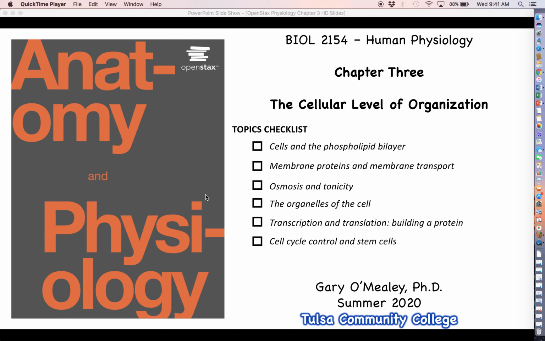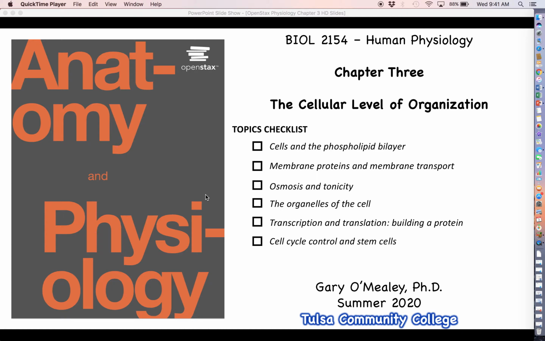So last time we finished up Chapter 2, which was focused mainly on molecules. We talked about inorganic molecules like water, and then we talked about organic molecules like proteins and lipids and carbohydrates and nucleic acids. Basically, the types of molecules that are going to comprise a cell. So appropriately, Chapter 3 is all going to be about the cell itself.